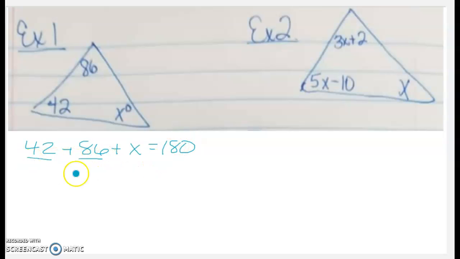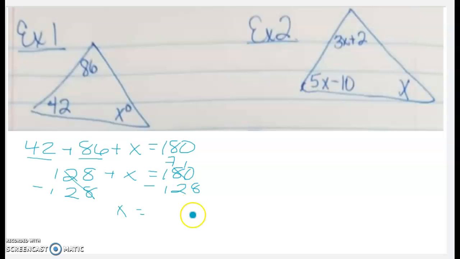So I would combine these terms. It gives me 128 plus X equals 180. And that means I would subtract 128 from both sides to find out what X is. And I got to borrow. That's going to go to 7. That's going to go to 10. So I get 52. So my missing angle here is 52.